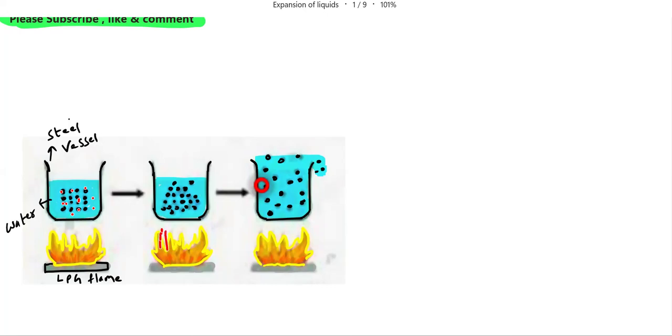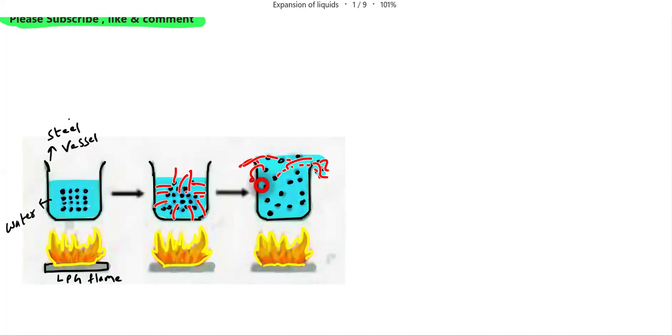I'll switch on this LPG flame, and the LPG flame starts supplying heat. Then first the steel vessel will expand. Then the heat will be transferred from the steel vessel to the water. Now the water also starts expanding. It will start absorbing heat, and then some water will start overflowing here. This is the basic idea of the expansion of liquids that we should analyze.